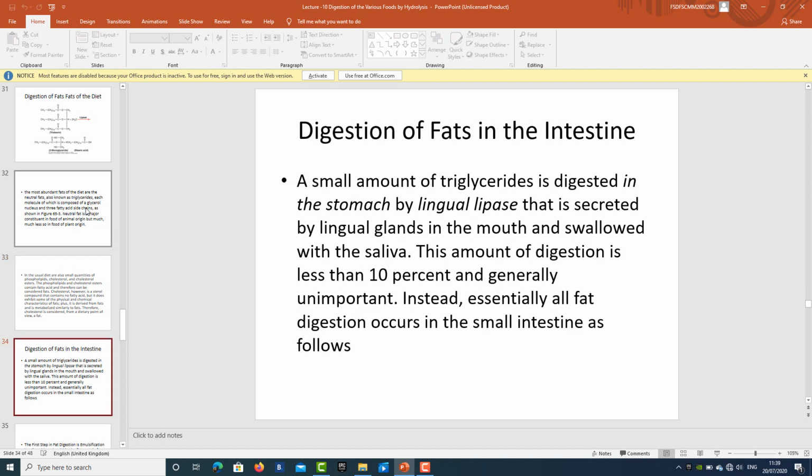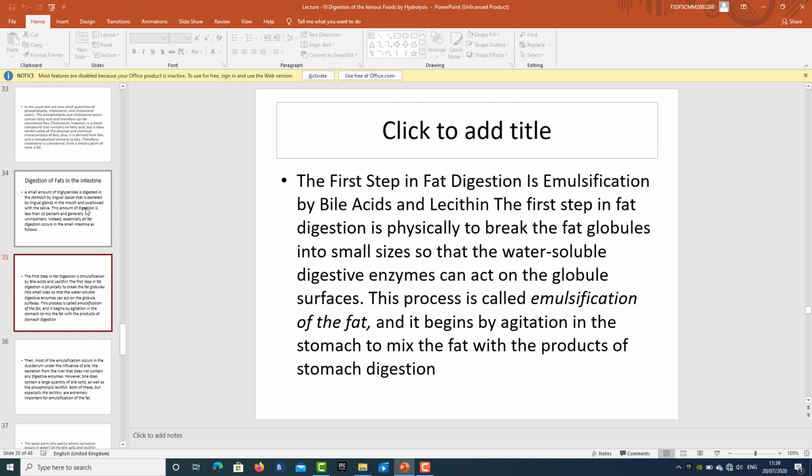Digestion of fats in the intestine. A small amount of triglycerides is digested in the stomach by lingual lipase, which is secreted by the lingual glands in the mouth and swallowed with saliva. The amount of digestion is less than 10%. And later on in the small gut, digestion continues. The first step is emulsification.